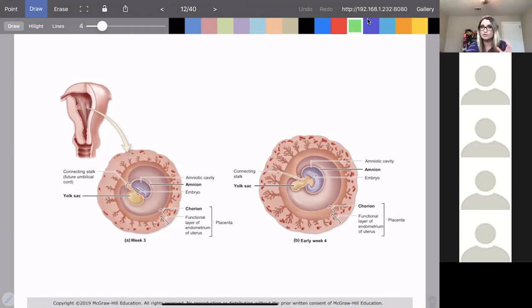Amnion is the membrane that encloses the embryo, and it produces amniotic fluid. This is going to prevent the embryo from drying out, and it also provides protection. It is closed up, so prevents bacteria from getting to the embryo, and also provides a bit of a cushioning to the embryo as well, and then later fetus.